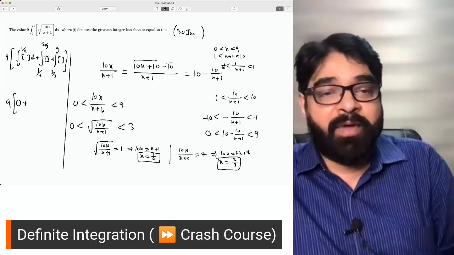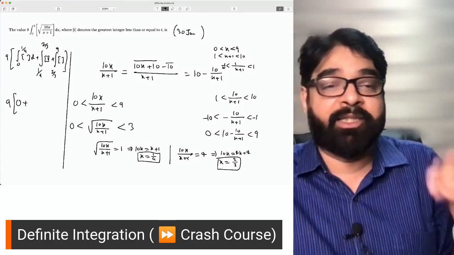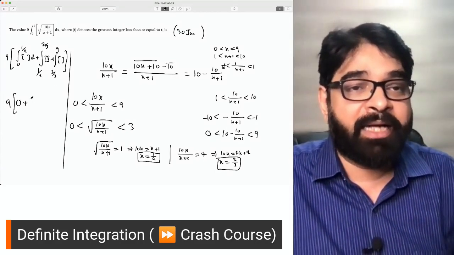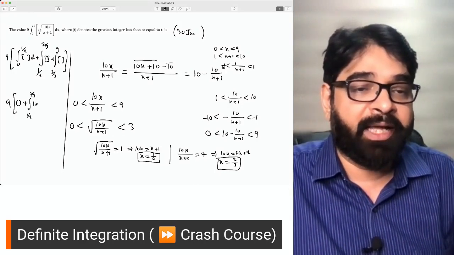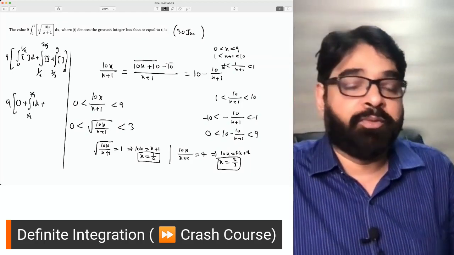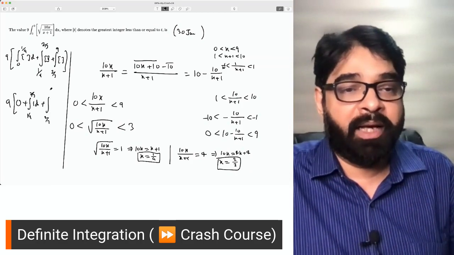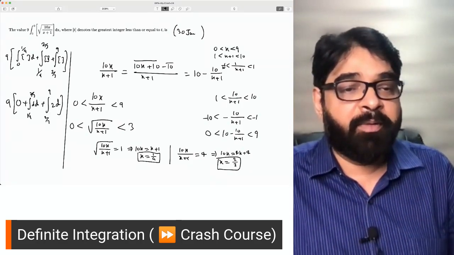After 1 by 9 and before 2 by 3, this value will be greater than 1 but less than 2, so this will be 1. So 1 by 9 to 2 by 3, 1 dx. Plus, after 2 by 3, this value will be 2, so this will be 2 by 3 to 9, 2 dx. Finish the question.